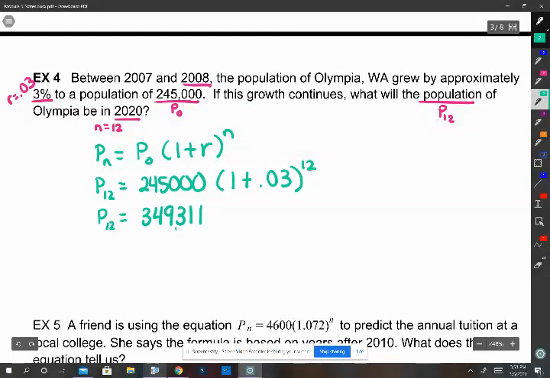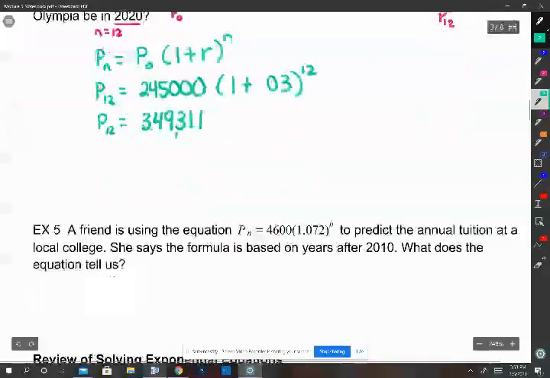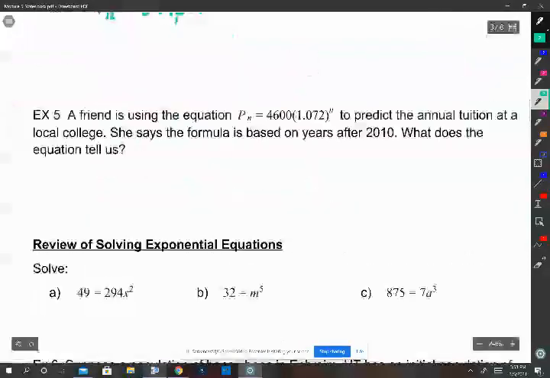Because we're talking about population, I would probably leave it like that as a whole number. I don't know what your computer is going to like, if it's going to be tricky about it. But normally, if we're talking about people, we don't do partial people.